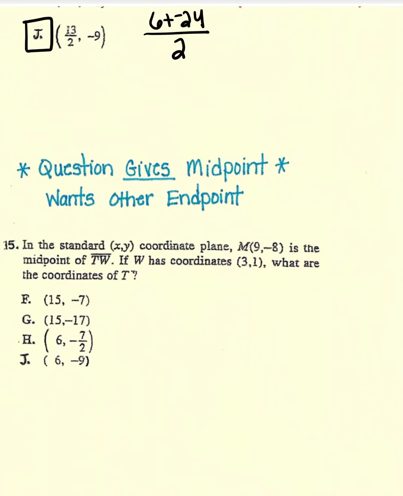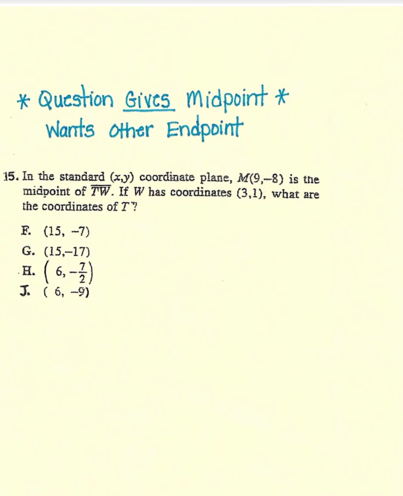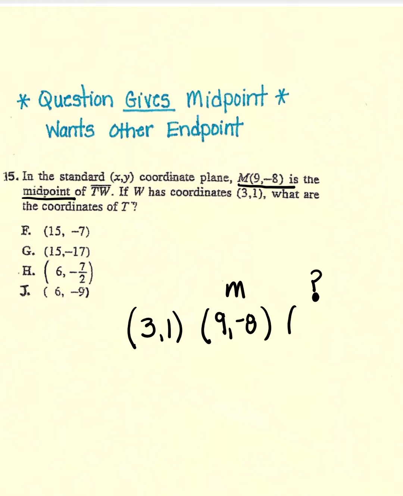The second way they like to ask this question is that they give you the midpoint and they ask for another endpoint. You could work backwards, but in my experience, students like better to draw this one out. You're told that M is the midpoint, so let's put M, midpoint, right in the middle. We're also given the ordered pair 3, 1 as an endpoint, and they want us to find the other endpoint.